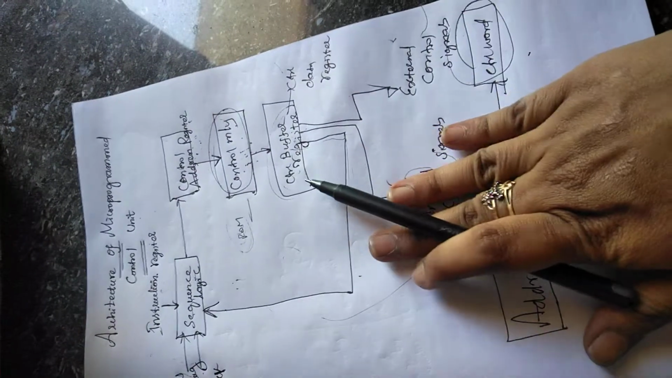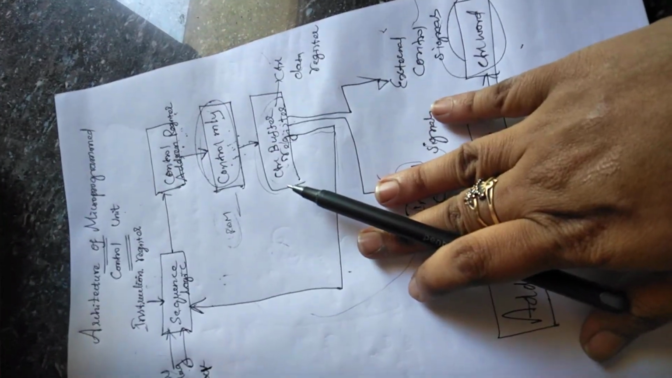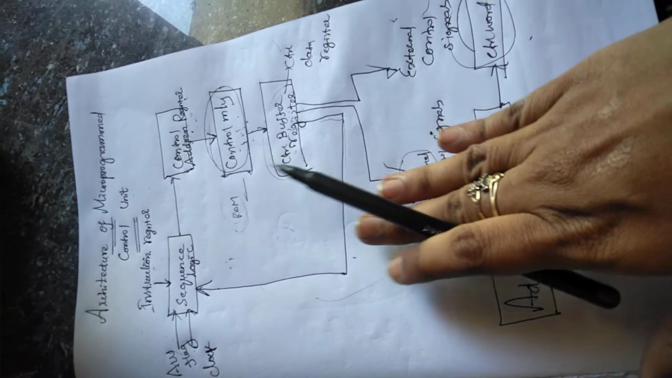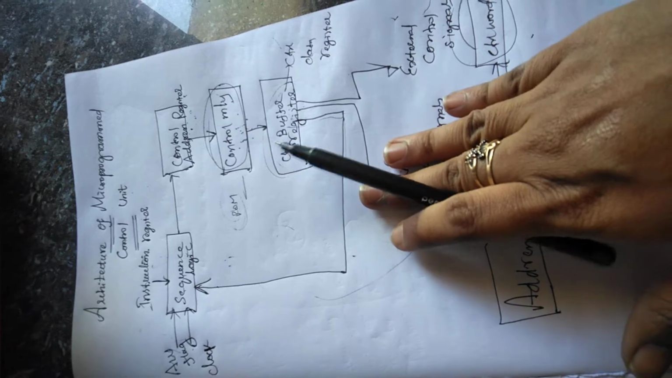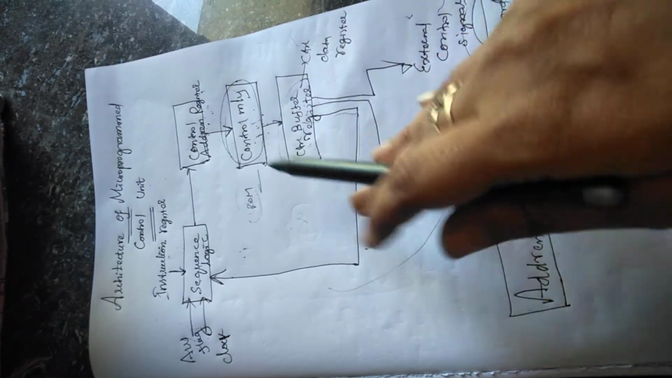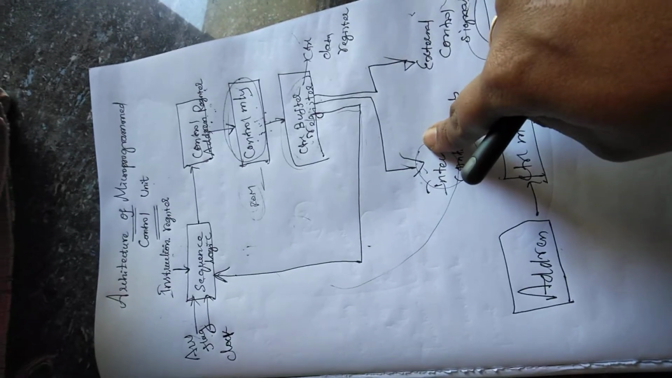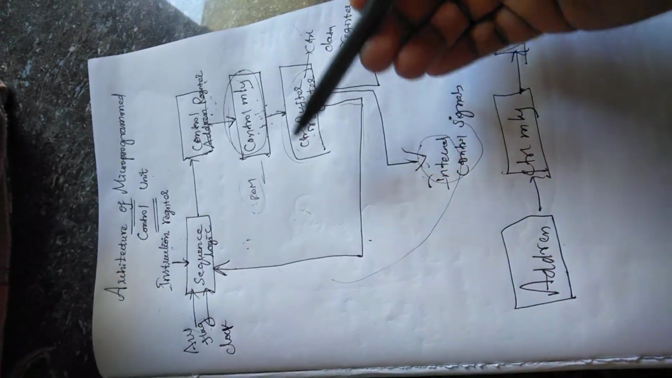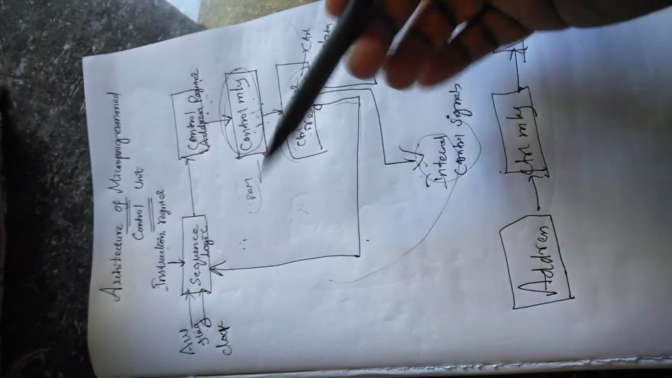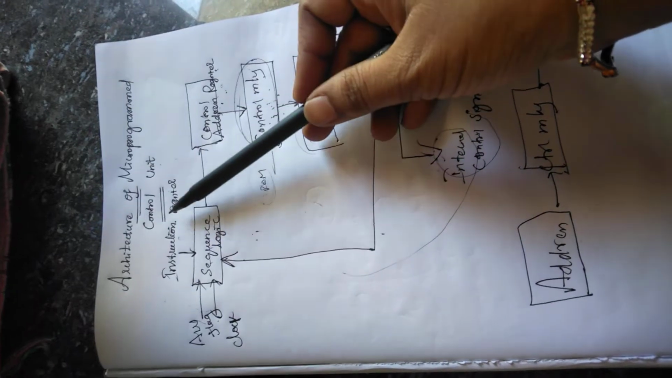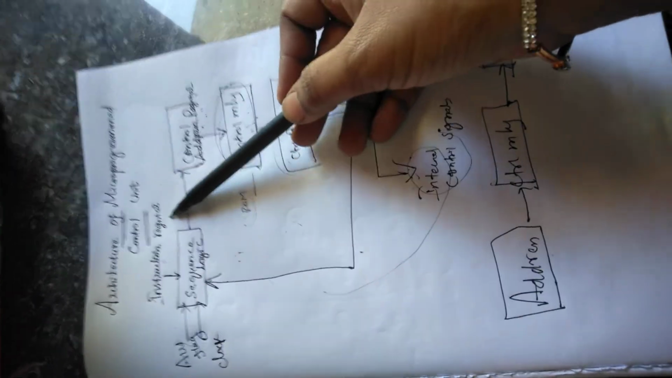In the microprogrammed control unit concept, each computer has its own microprogram routine. A computer instruction initiates a series of micro instructions in the control memory. So this is all about the architecture of the microprogrammed control unit.